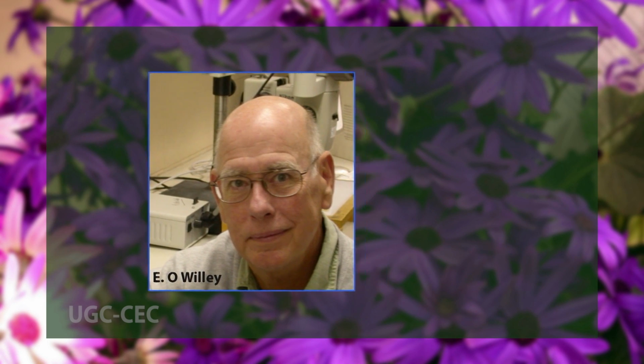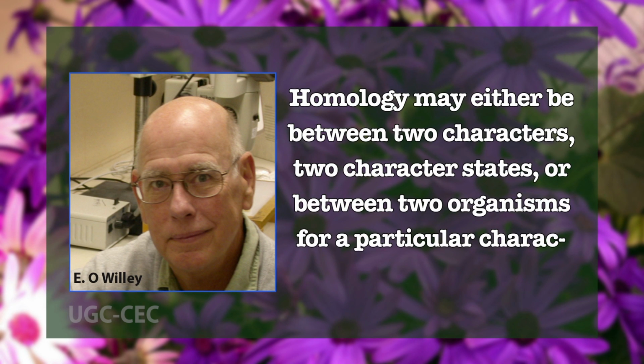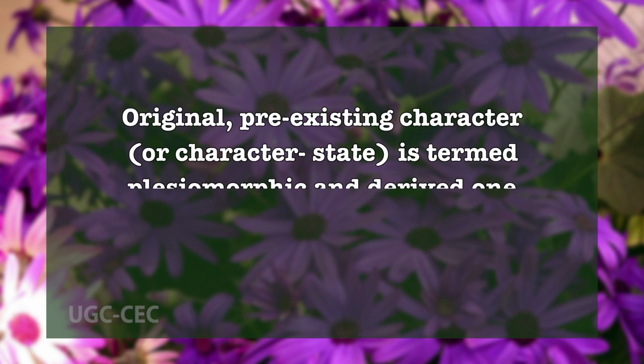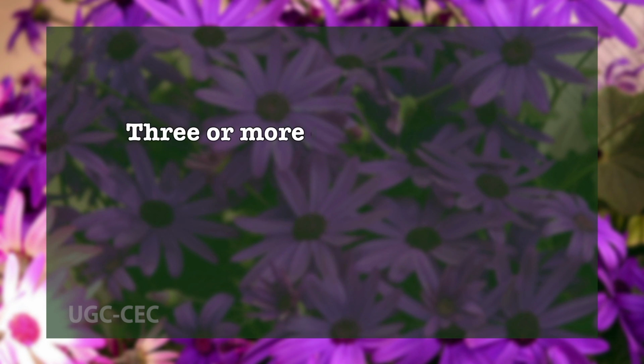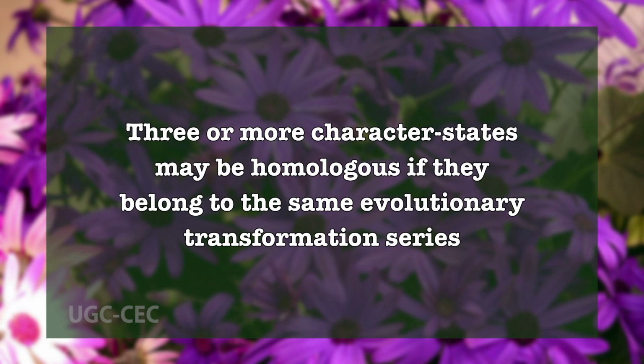Wiley has provided a detailed interpretation of these terms. Homology may either be between two character states, or between two organisms for a particular character or character state. Two characters or character states are homologous if one is directly derived from the other. Such a series of characters is called an evolutionary transformation series, also called a morphocline or a phenocline. The original pre-existing character or character state is termed plesiomorphic and the derived one apomorphic, or evolutionary novelty. Three or more character states may be homologous if they belong to the same evolutionary transformation series. The terms plesiomorphic and apomorphic are, however, relative.